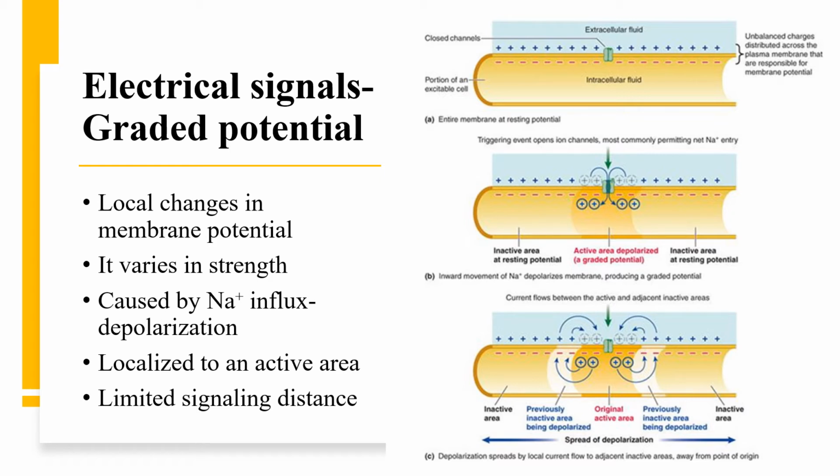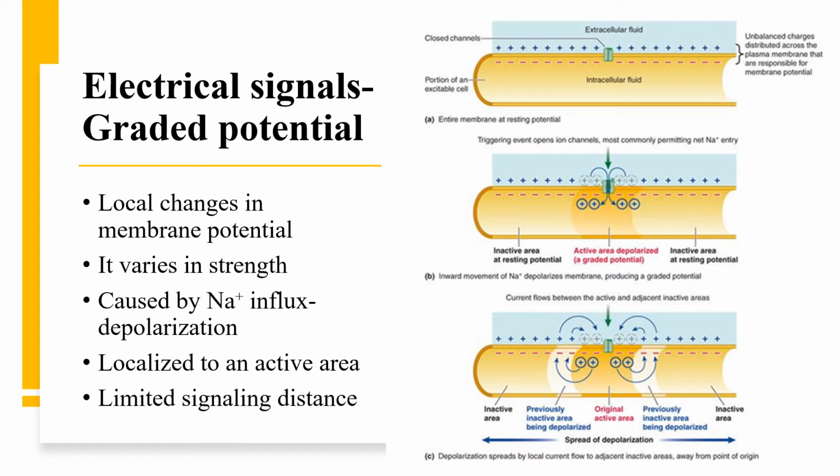Graded potentials are usually produced by a specific triggering event, which causes voltage-gated channels to open at a specific region of the excitable cell membrane. The resultant ion movement produces the graded potential, which most commonly is depolarization resulting from net sodium entry. So if you look at this picture, the first one shows more sodium ions outside of the cell, and so the inside is more negative.